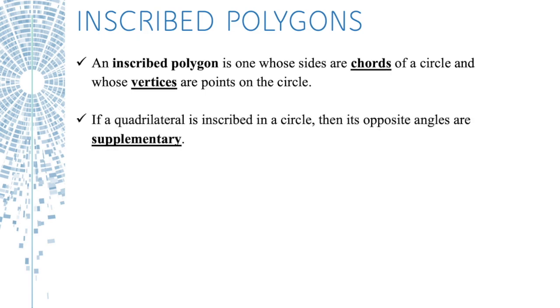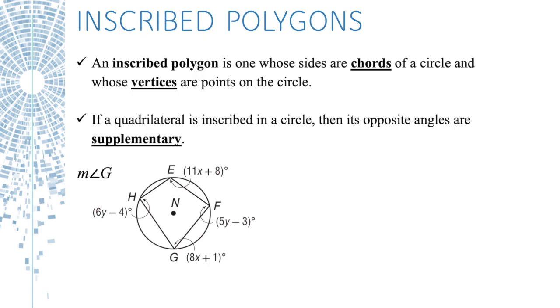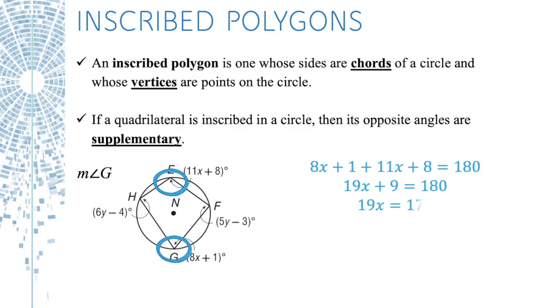If a quadrilateral is inscribed in a circle, then its opposite angles are supplementary. Let me show you. Here we have a quadrilateral, a four-sided polygon inscribed in the circle. So now we know that angle E and angle G, those opposite angles, are supplementary, meaning they add up to 180. So again, we can use that information to solve for x, and x equals 9. Now, if we want to find the actual measure of angle G, we just plug that 9 back in. 8 times 9 plus 1 is 73 degrees.